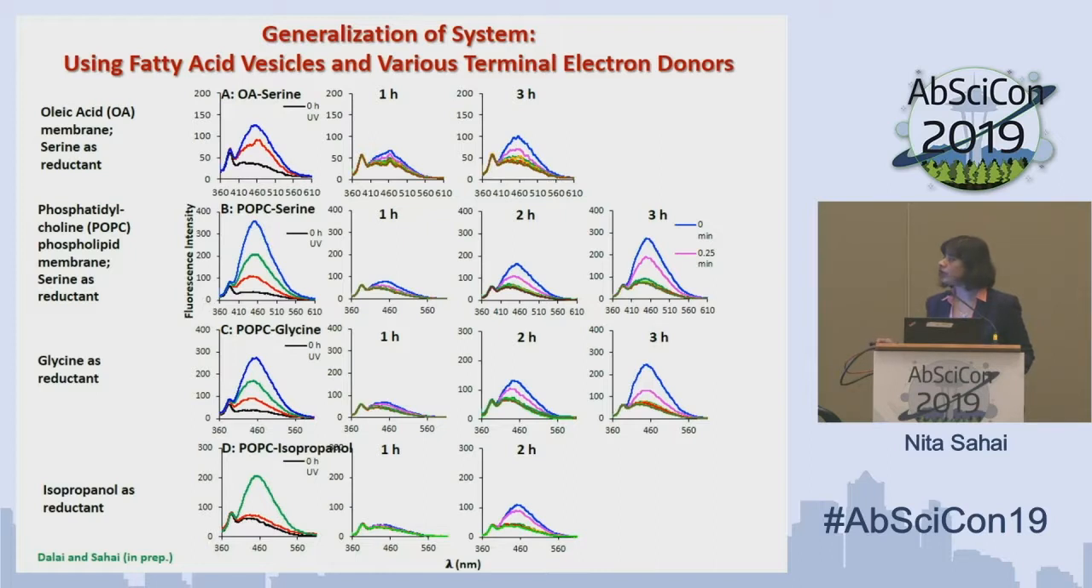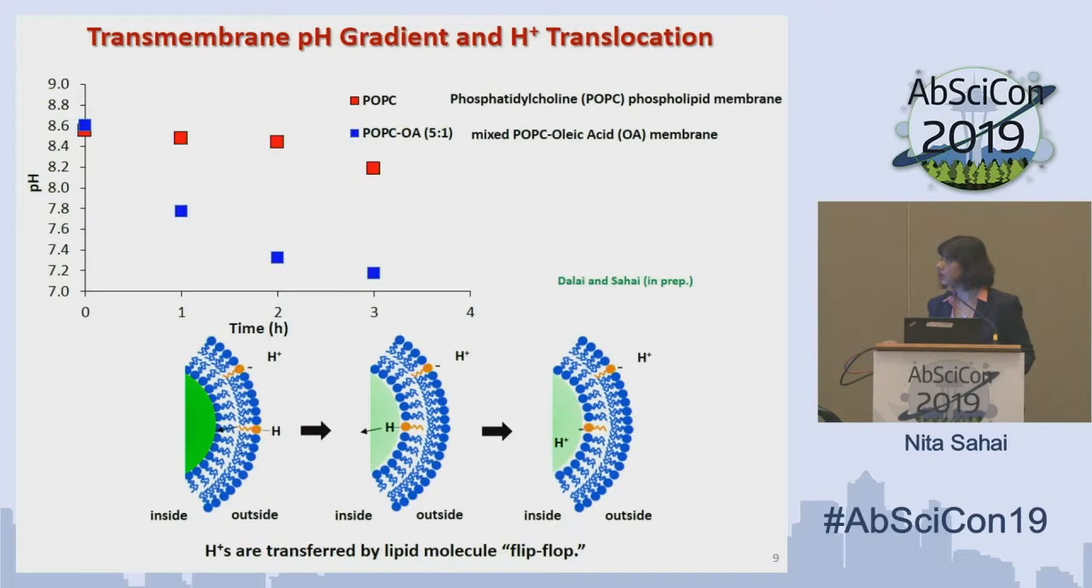So we were able to generate this protocell that drives the reduction of NAD to NADH using a photocatalytic mineral with different lipid membranes and with different reductants. So the system is quite robust. What about the generation of the transmembrane pH gradient?